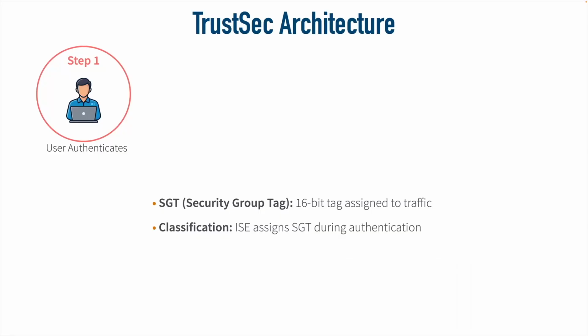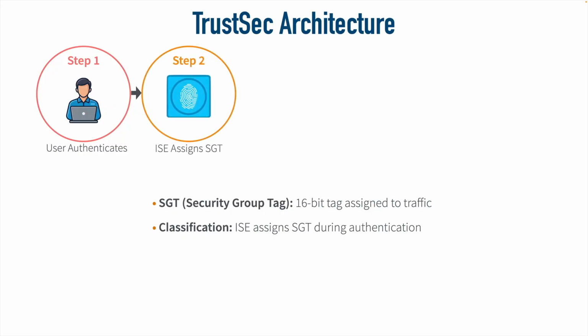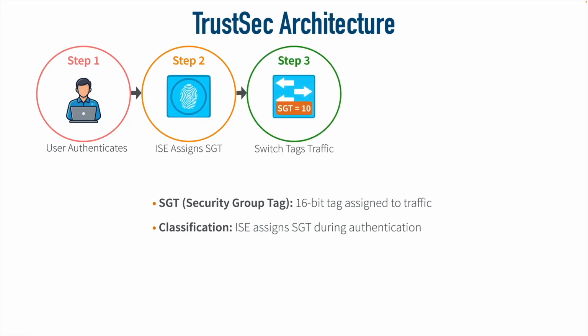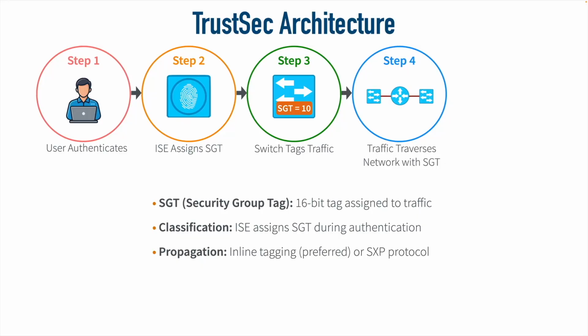The classification phase continues as Cisco ISE assigns a security group tag to that user's traffic. And it's going to be the job of one of our switches to assign that tag to that traffic. We might have a tag for different groups. Maybe employees get a tag of 10, contractors get a tag of 20, and maybe guests get a tag of 30. And the propagation phase is about how the traffic flows through the network.